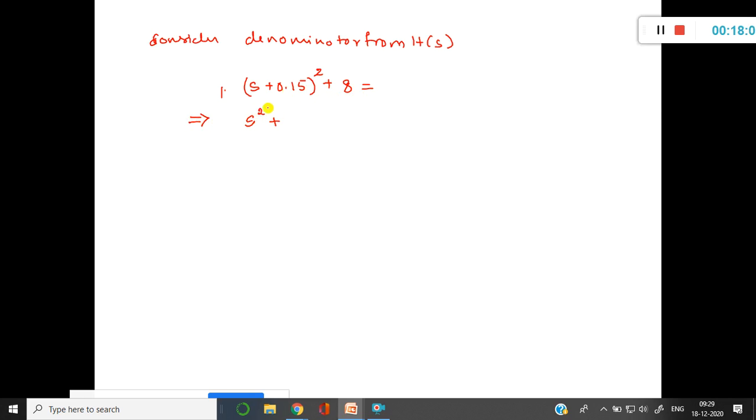So if I expand this with respect to (a plus b) whole square and simplify, this will be s square plus 0.3 times s plus 8.0225. Okay. Now I think it is better to use the formula, that is x equal to minus b plus or minus square root of b square minus 4ac, divided by 2a. Use this formula and calculate the value of s. Find out the roots of the characteristic equation. I'll give you some time. Let me know the answer.